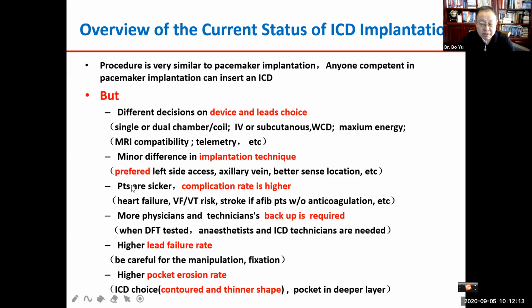For ICD patients, most of the time the patients are in heart failure conditions, so they are sicker. The complication rate of implantation is usually higher. If you want to do the DFT test during ICD implantation, we need more physician and technician backup. For ICD leads, the failure rate is usually higher. Be careful with the manipulation of fixation, and for pocket making, the pocket erosion rate is higher. Usually you may think about contoured or thinner-shaped ICDs, and the pocket is usually in a deeper layer.